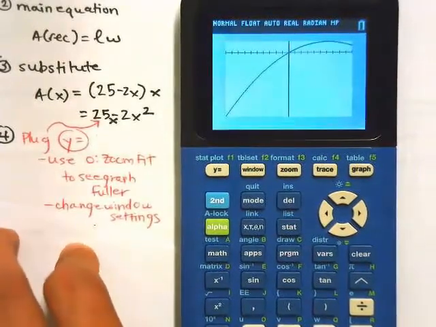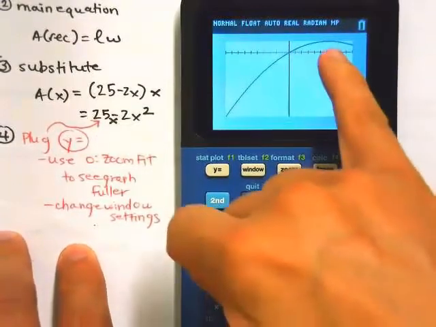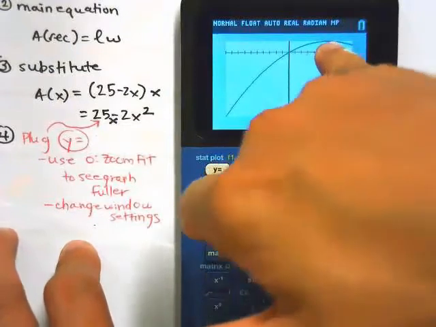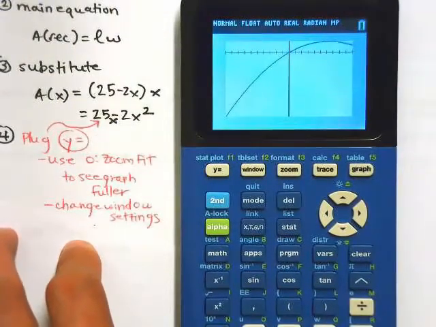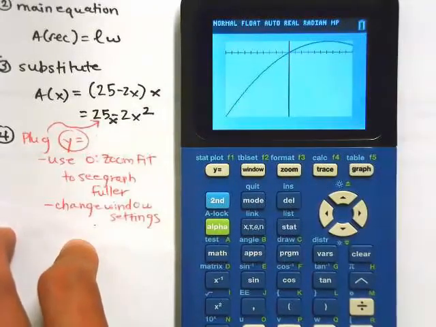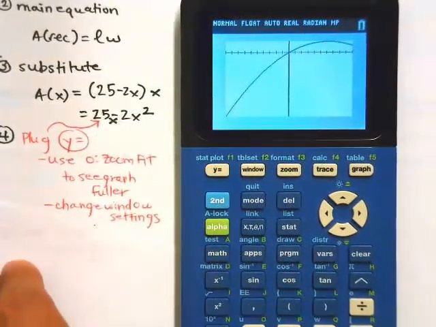This graph is okay. It's totally fine because our point is we want to see the largest area. The largest area is going to be our maximum height over here. So you don't have to go and change it. I think this is okay enough. But if you're like me and you want to see more of a parabola, you can go ahead and change the window settings to fit your needs.